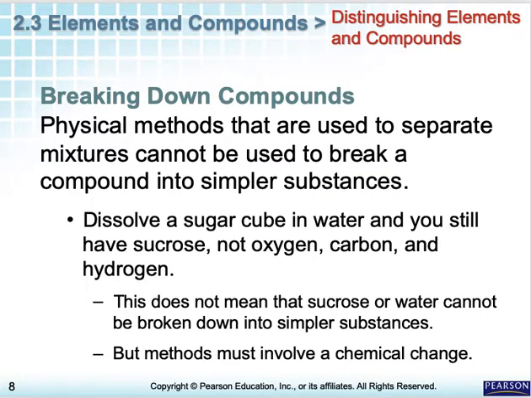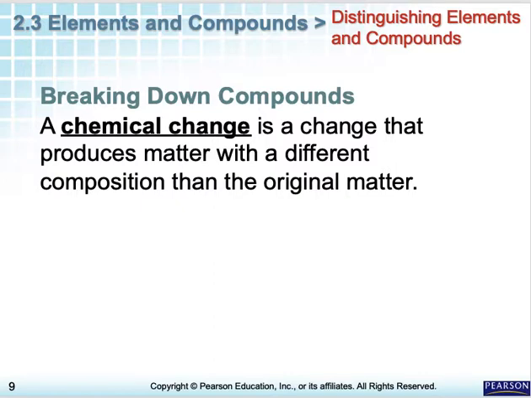So it doesn't mean that sucrose cannot be broken down and water can't be broken down. It just means they can't be done by simple physical methods. We have to use some kind of chemical change. A chemical change is a change that produces matter that is different in composition than the original matter. So these would be your chemical changes, like rusting of iron to produce rusty nails, that kind of thing.